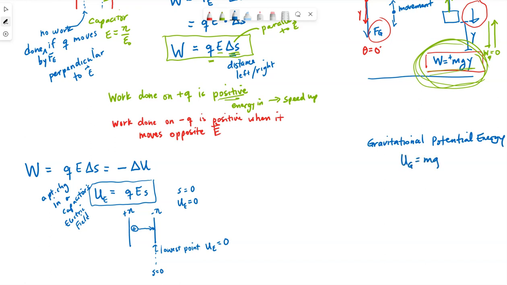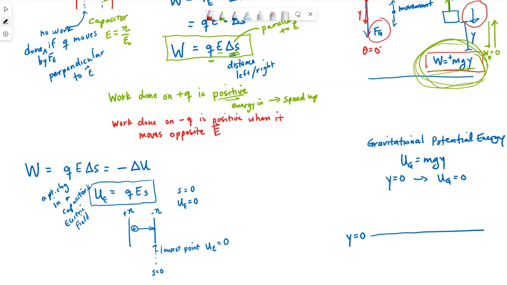Gravitational potential energy, as long as we were on or near the Earth, we could say could be calculated as mgy. And we were allowed to say y equals 0 wherever we wanted. And if y was 0, then the potential energy was 0. So typically, we chose the lowest point, the ground, whatever the lowest point in the problem was, to be our y equals 0 location.